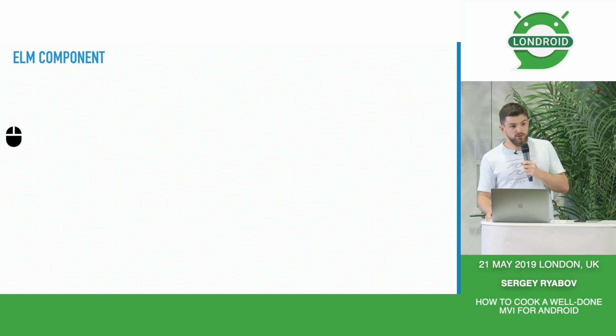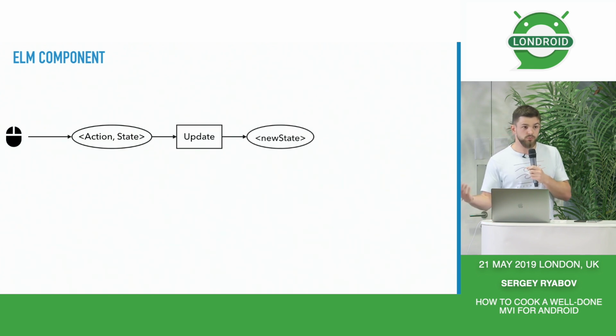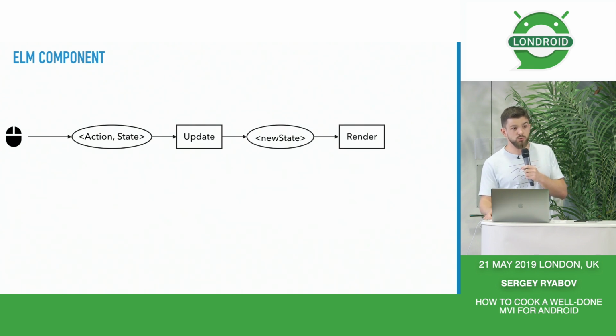We will have our user interactions. That's mapped to actions. Actions are paired with the current state, and this all goes through the update function that performs some state changes. This will output new state. New state will go to render function, and it will be rendered on the screen and shown to the user.